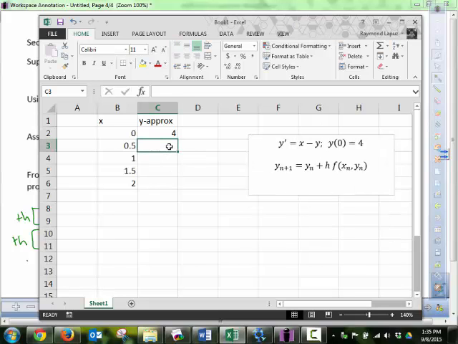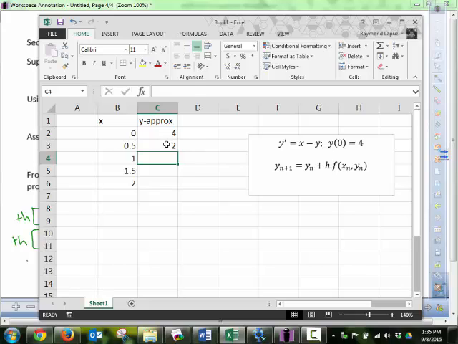Okay, so with Excel, it's kind of neat because I could just type in one formula and then click and drag. Have you guys ever done that in Excel? That's really cool. So I'm going to say that this is equal to y, which is the previous y, plus h, which is 0.5, times the f function. So what's the f function? It's x minus y. It's the previous x, so that's the 0, minus the previous y, which is 4. And then it's 2. That's what we got, right?